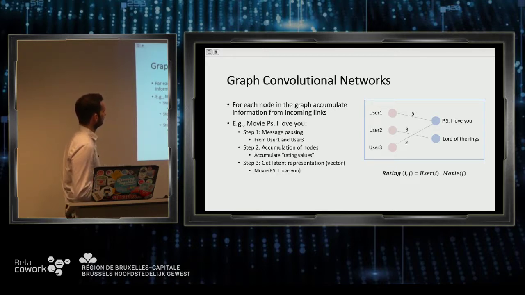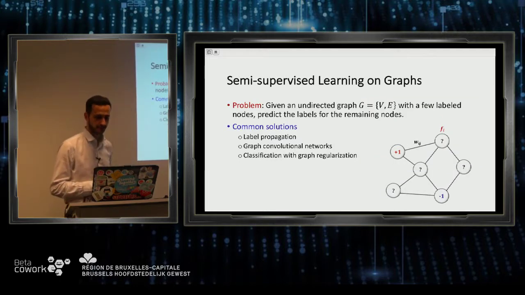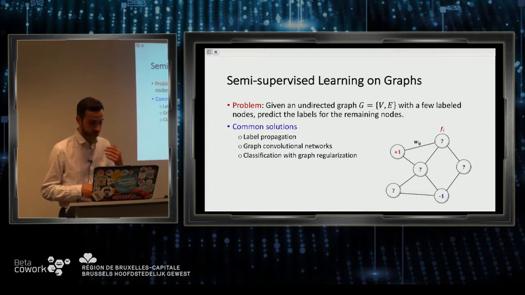So you see here, for example, that for every node in the graph we can use information from the incoming links, and we can apply, for example, algorithms like message passing, where we can transfer information between the two groups using iterative algorithms. These are called message passing algorithms, and by doing that, we are able to predict, for example, if user 2 or 3 will like a particular movie, and therefore to recommend this movie.